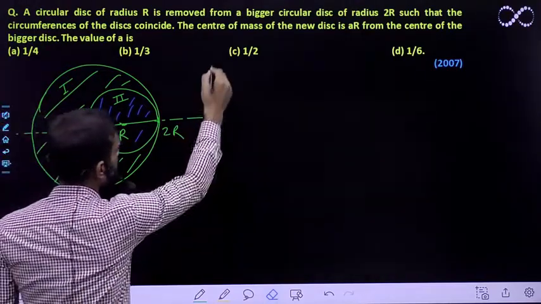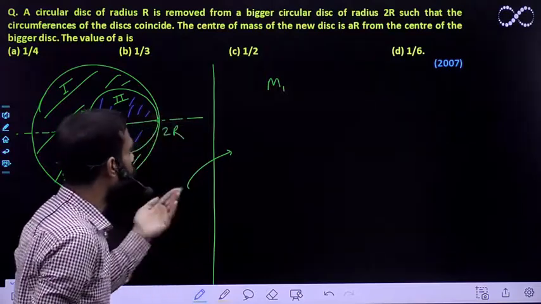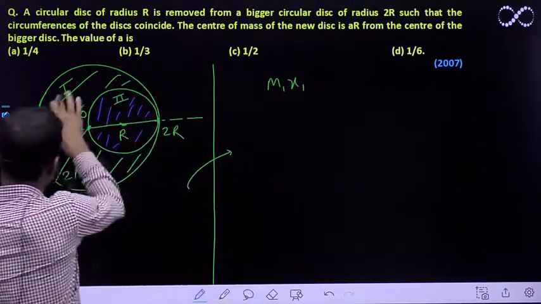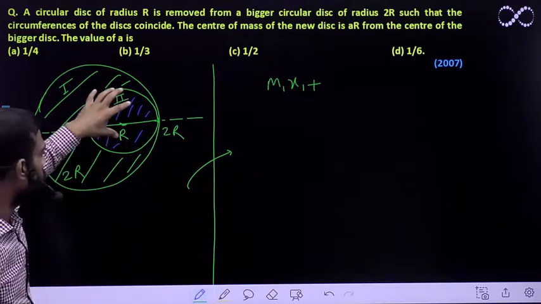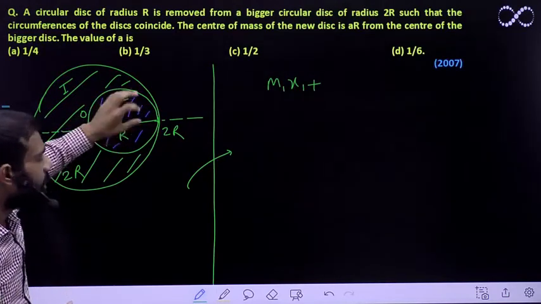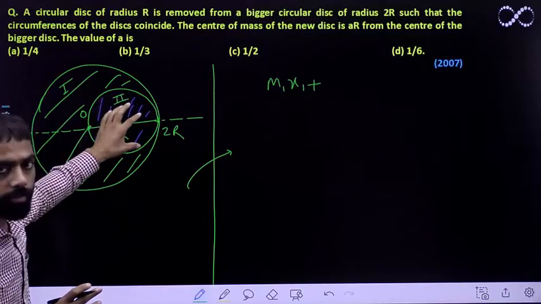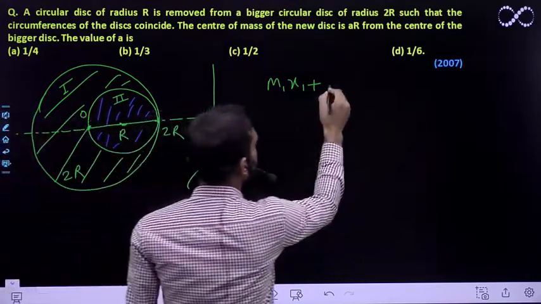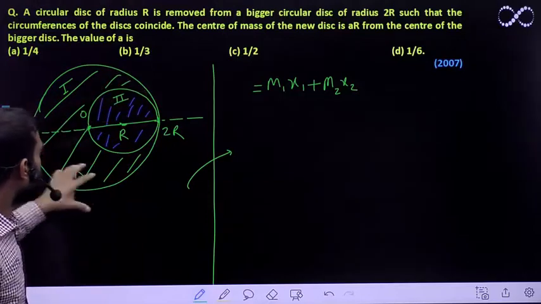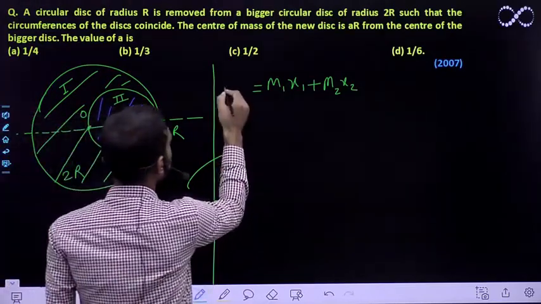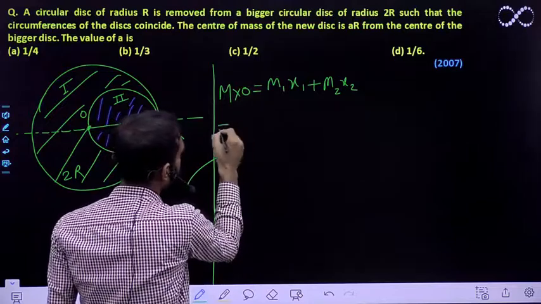So let us apply the center of mass equation. m1 x1 plus m2 x2, where m1 is the mass of part 1 of the disk and m2 is the mass of the part that was taken out. For the purpose of solving this question, I have filled this cavity with mass, so this becomes m2, with position x2. This must be equal to the center of mass of the whole disk, which is the total mass m times the origin, so m into 0. So the right hand side becomes 0.